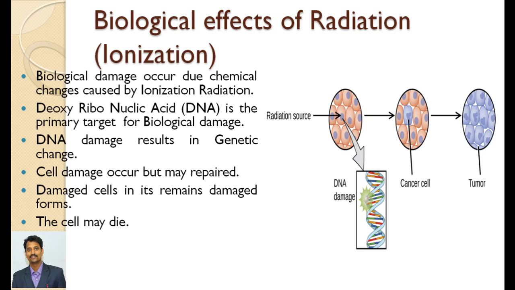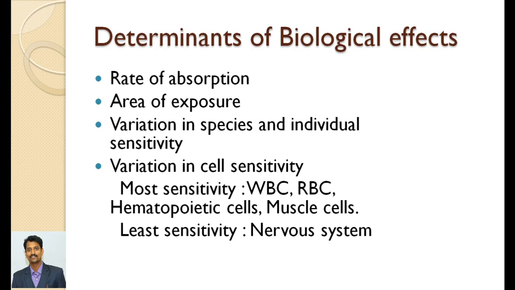So even the minimum amount of radiation exposure on your skin is more than enough to damage your DNA, leading to cancer, and finally a tumor will develop. Or else the cell may die instantly when the radiation exposure is more, and death may occur. But it depends on the rate of absorption, how much radiation is absorbed by your body, and which part of your body absorbs the radiation.